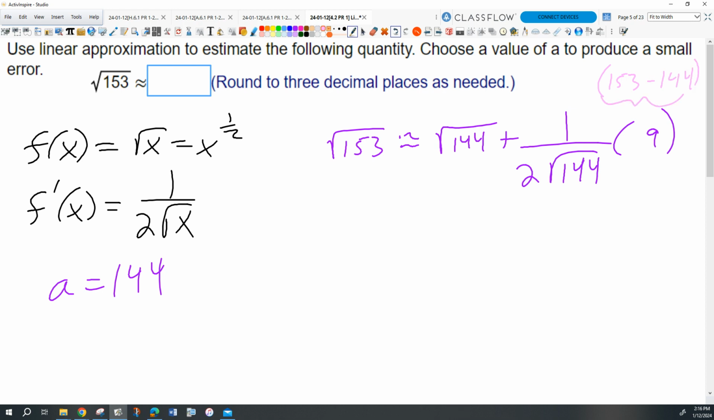Right? And you can do that in your head. You really can. Think about that. Square root of 144 is, if you practice it a couple times. What's the square root of 144? 12. So 1/2 times the square root of 144 is just 1/24 times 9. 9/24 simplifies, right? 3/8. That's just 0.375. So you got 12.375. Boom.